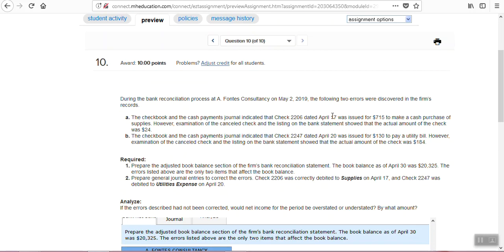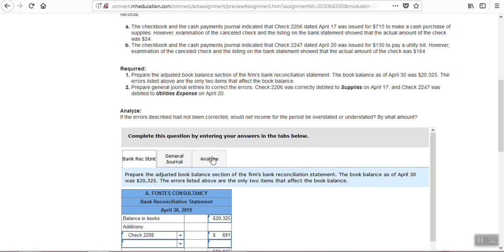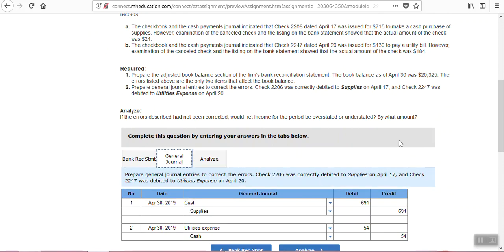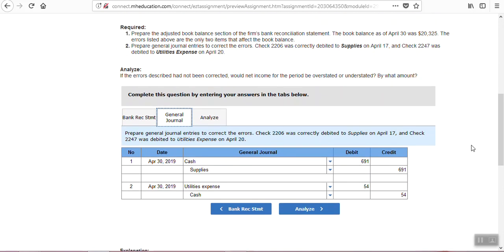I think the tricky part of this says if the errors described had not been corrected, would net income for the period be overstated or understated and by what amount? So mine is overstated by $54. And let me just show you where that comes from. I would do the bank reconciliation and then do the journal entries. And these journal entries are your correcting entries. They're fixing those two problems that I mentioned.